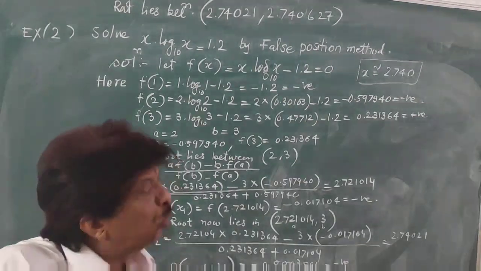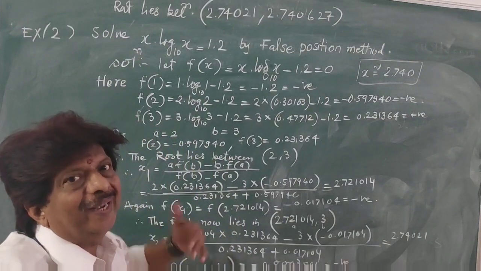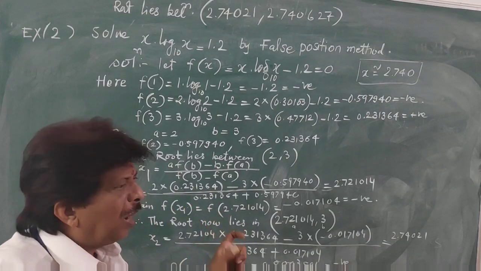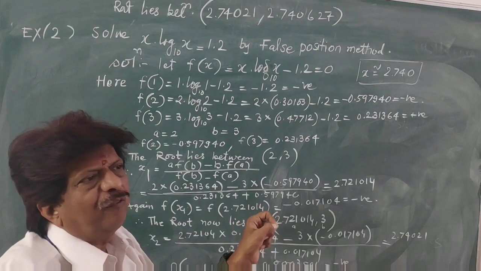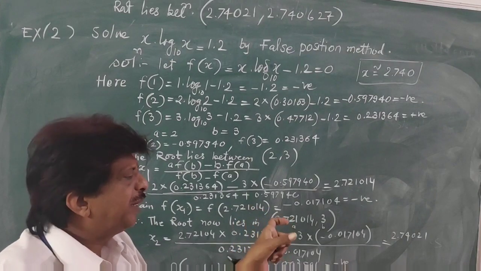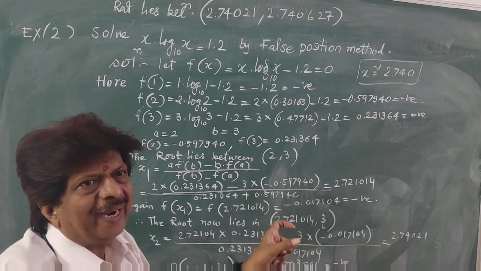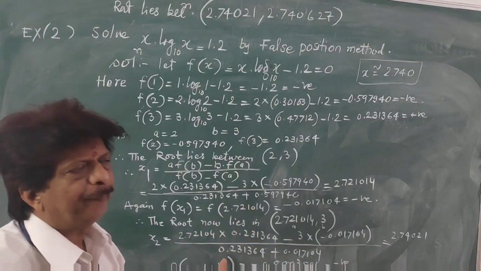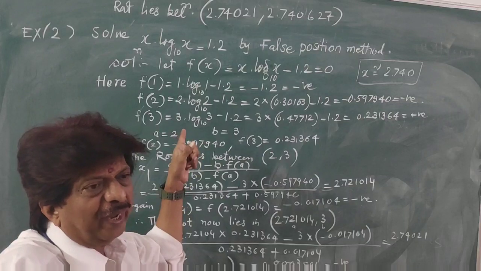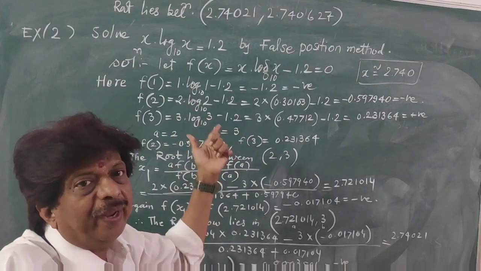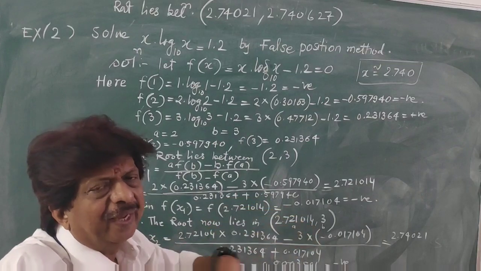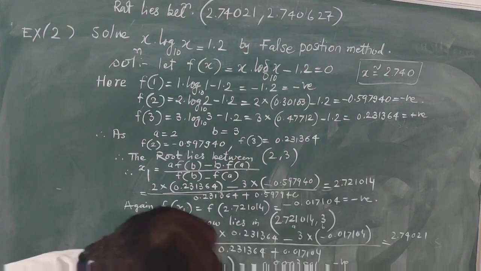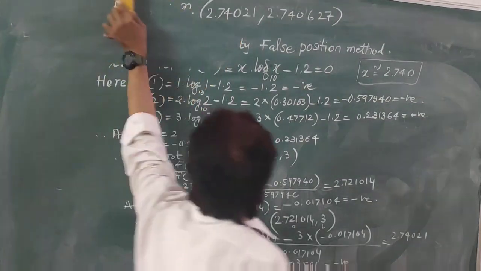So that is how this method works, and it should now be quite clear how to attempt examples based on it. You need to remember how to spot the root. If one value is positive and another is negative, then the root lies in that interval. We go on contracting that interval step by step by the formula x1 equal to A into f of B minus B into f of A upon f of B minus f of A, successively. That is how we solve examples.